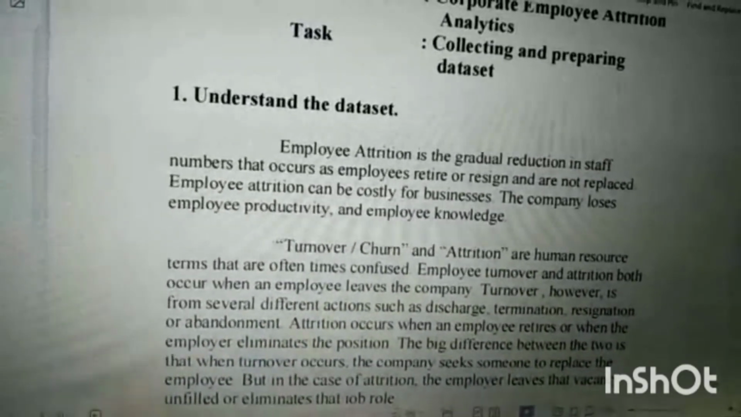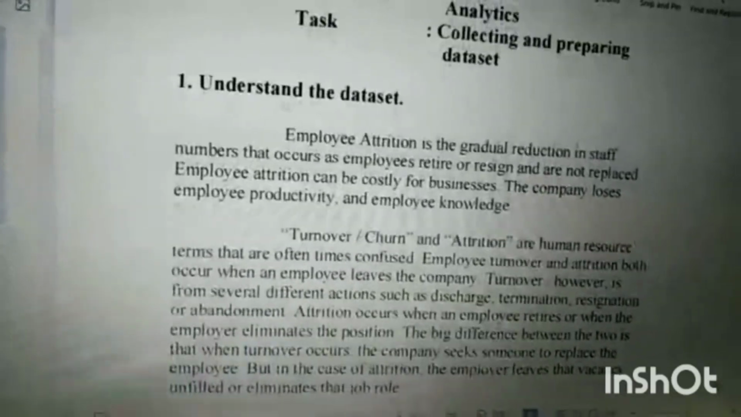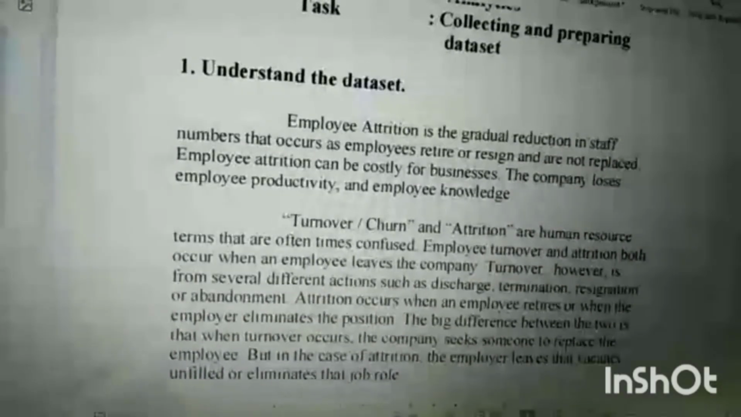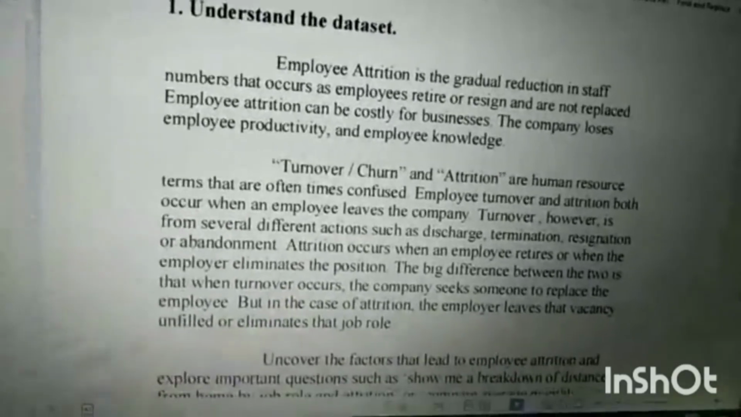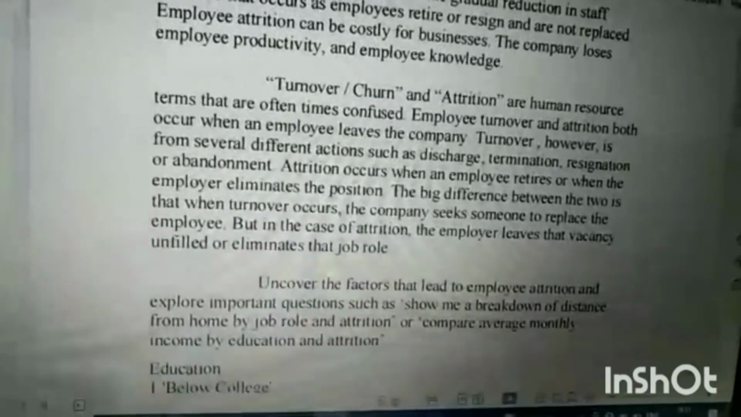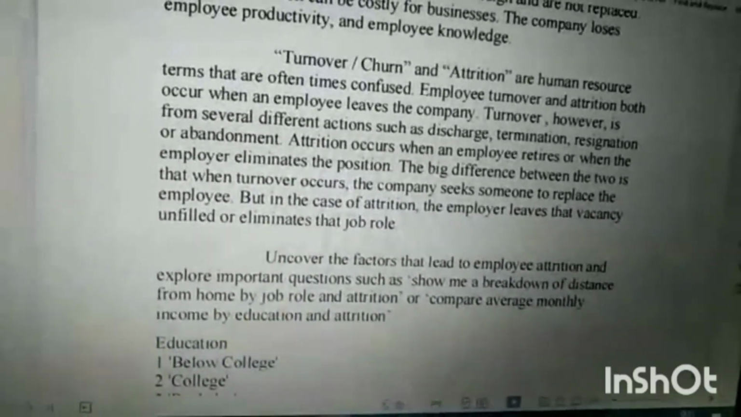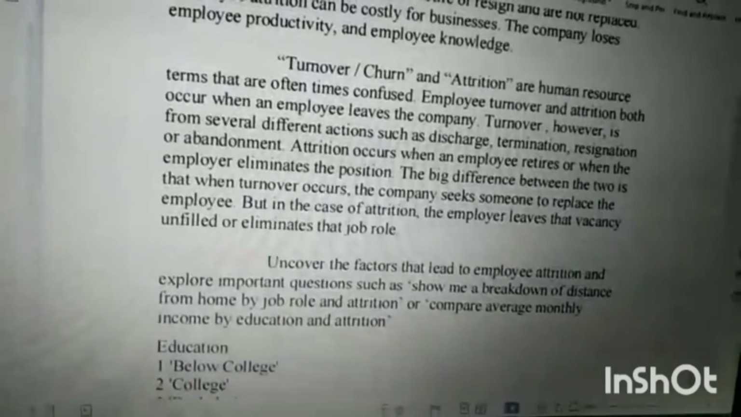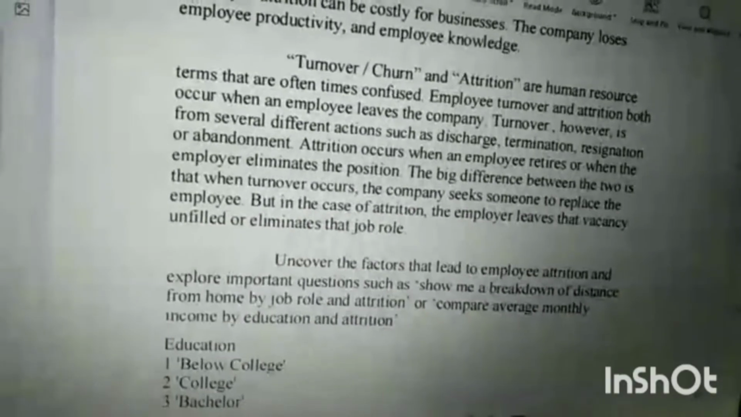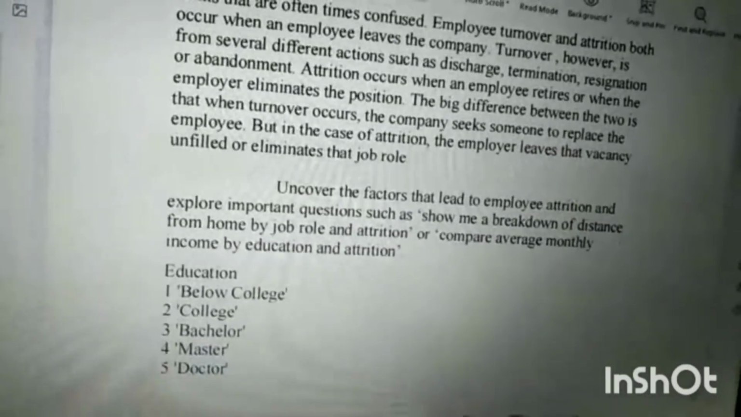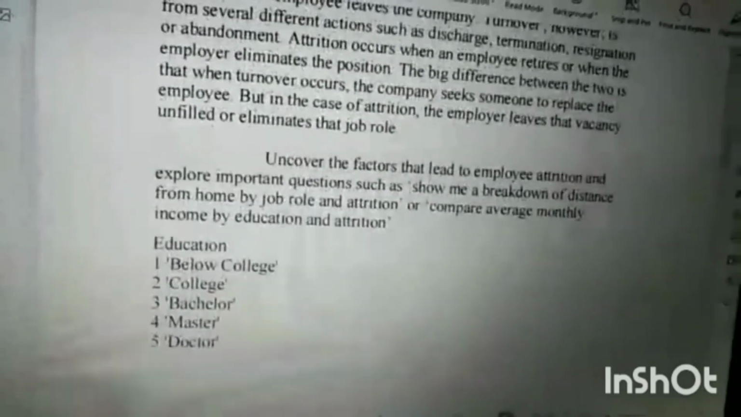The big difference between the two is that turnover occurs when the company seeks someone to replace the employee, but in the case of attrition the employer leaves the vacancy unfilled or eliminates the job role. Uncover the factors that lead to employee attrition and explore important questions such as: show me a breakdown of distance from home by job role and attrition, or compare average monthly income by education and attrition. To do this, we prepare an employee dataset to explore the employee data analysis.